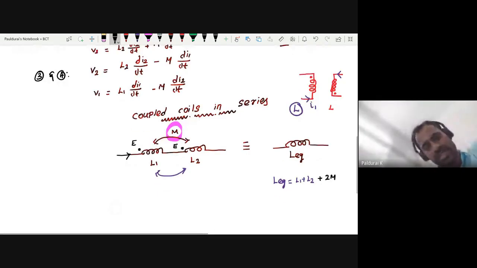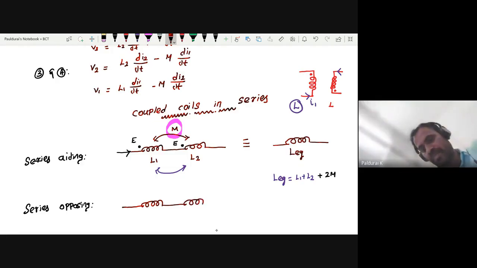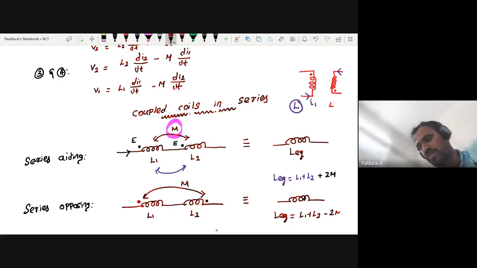So this is called series aiding connection. And what do you mean by series opposing? Obviously, one is leaving, another one is entering. Let me give that diagram. This is my L1, this is my L2. This time current is entering here and leaving here, so definitely you will have some mutual inductance. This time L equivalent is given by L1 plus L2 minus 2M.